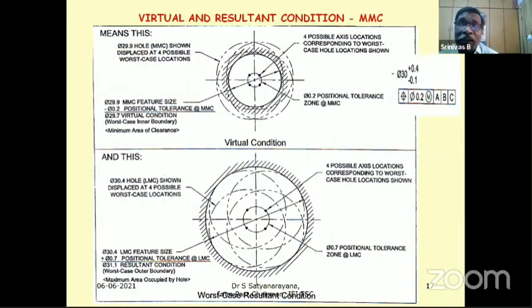It is a boundary, imaginary boundary, generated by a feature of size, either at its MMC or at its LMC, including the impact of zeta and bonus tolerance. In this case, we did not take bonus tolerance because bonus tolerance is not applicable here. Gentlemen, those who have asked, here it is.